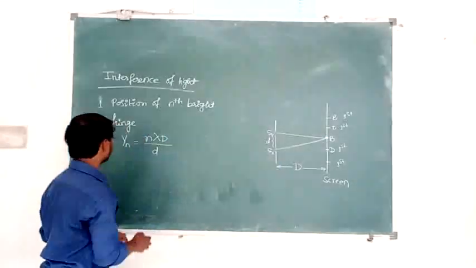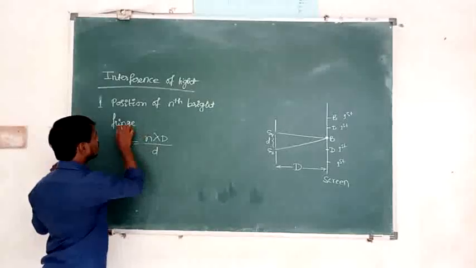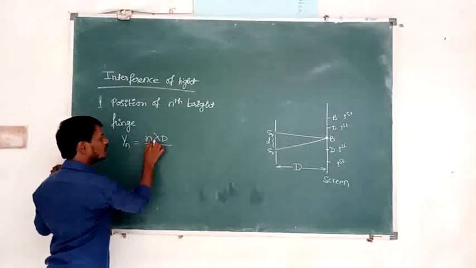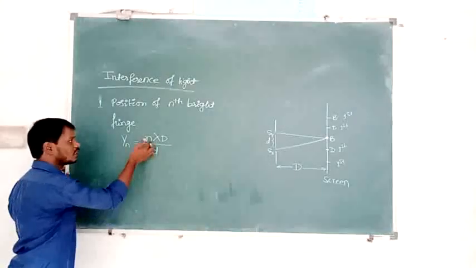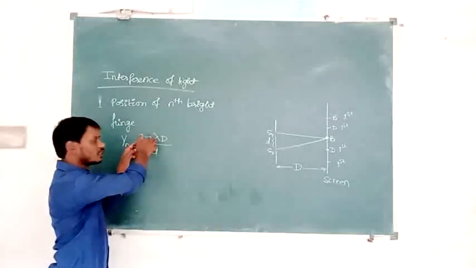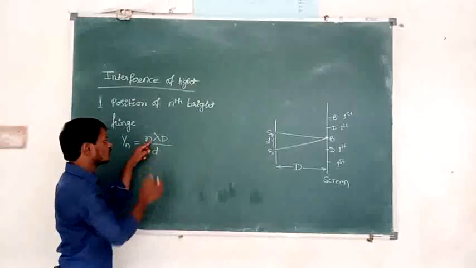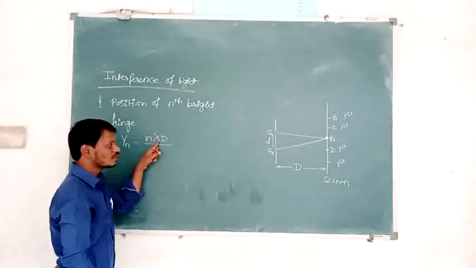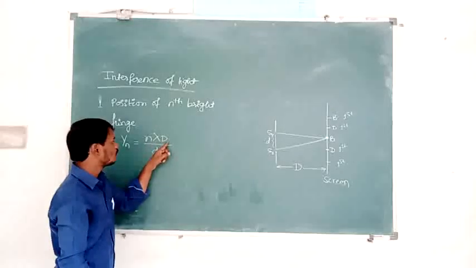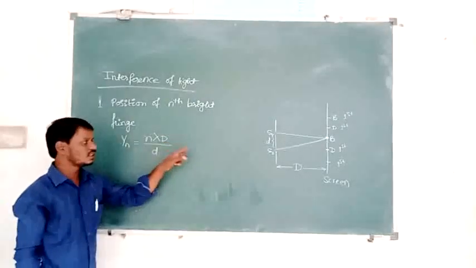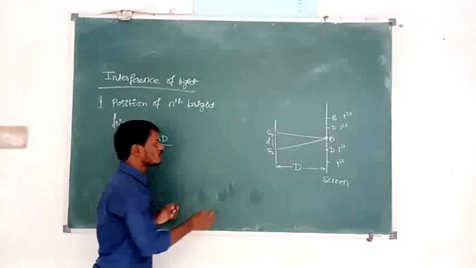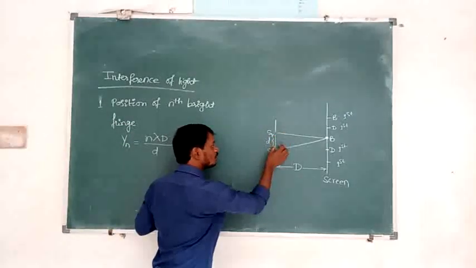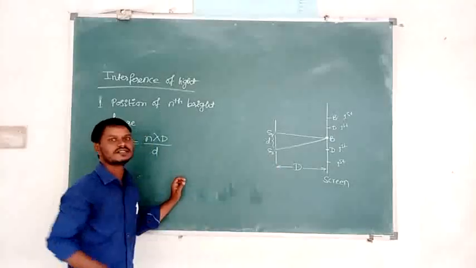So what is the formula to find the position of the nth bright fringe here? That is y_n is equal to n lambda D divided by d. Already I said what n is here: n gives the position of the bright fringe. Lambda gives the wavelength of the light waves. Capital D is the distance of the screen from the double slit. Small d is the distance between the two slits, called the slit width.